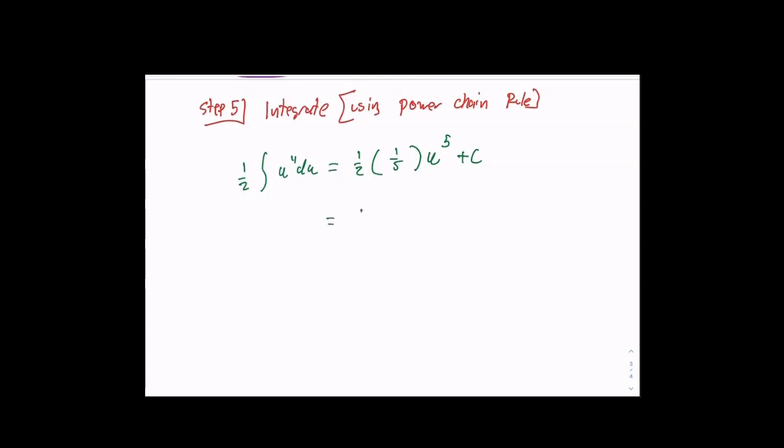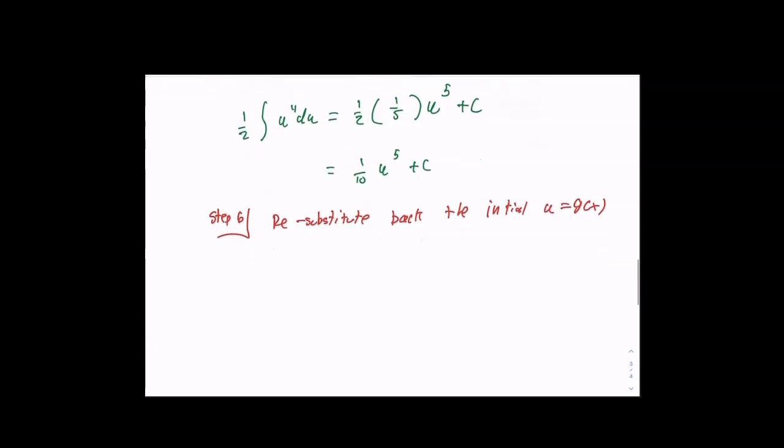So this becomes 1/10 u to the 5th plus c. Okay, step 6, final step. Resubstitute back the initial u for g of x. In other words, my answer was started in x, my answer needs to end in x. So my answer becomes 1/10 parentheses x squared plus 4, because that was my u, to the 5th power, plus my constant of integration.